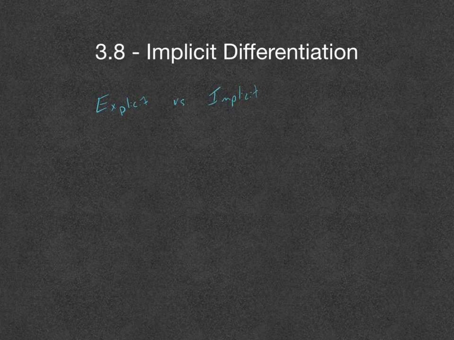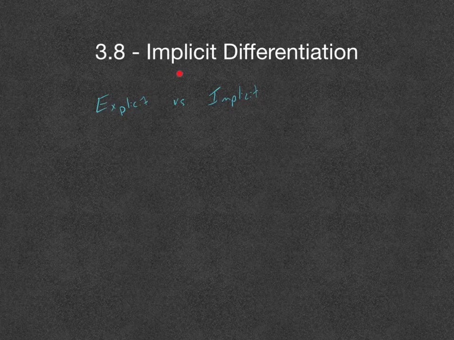Hi everyone. In this video we are going to go through section 3.8 titled Implicit Differentiation. So in this section we are still taking derivatives, but we're now taking derivatives of more and more relations, things that we can't necessarily write in typical function notation.